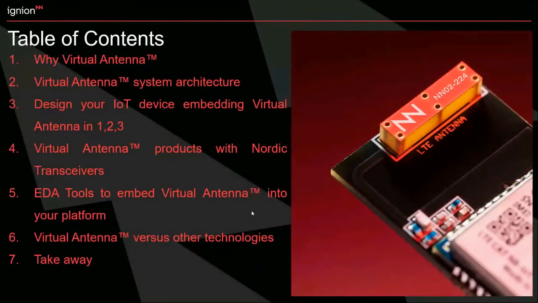This will be the agenda. First of all, we are going to see why virtual antenna changed the deal, which are the parts of an antenna system based on virtual antenna, and how we can embed with very simple steps virtual antenna into an IoT product. Then we will see some tips on how to combine virtual antenna products with Nordic transceiver. Then we will see some electronic design automation tools to give some guidelines on how you can use some software to embed by your own the antenna system into your device. And at the end, we are going to compare virtual antenna with other technologies, and at the end, some conclusions.